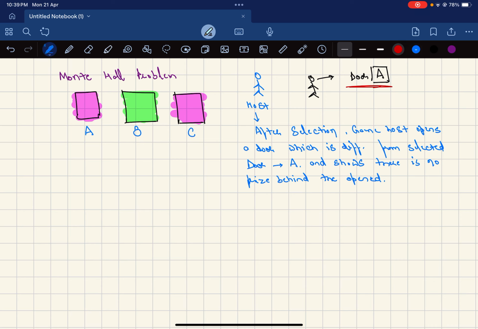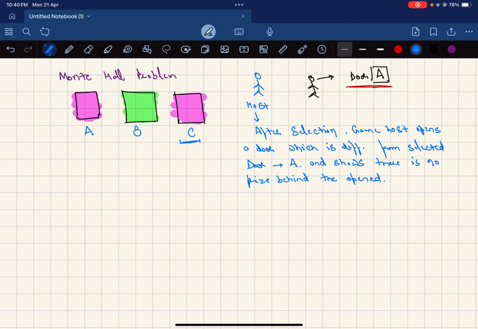So obviously in this case it would be the door C that would be opened, because he cannot open the door B since it already has a prize behind it. So the game host would open the door C in this particular case, and then the game host gives a choice to the contestant and asks him if he wants to switch his door from his earlier selection. If the contestant switches his door, then the new door would be the contestant's door, and if there's a prize behind the new door, then the contestant wins.